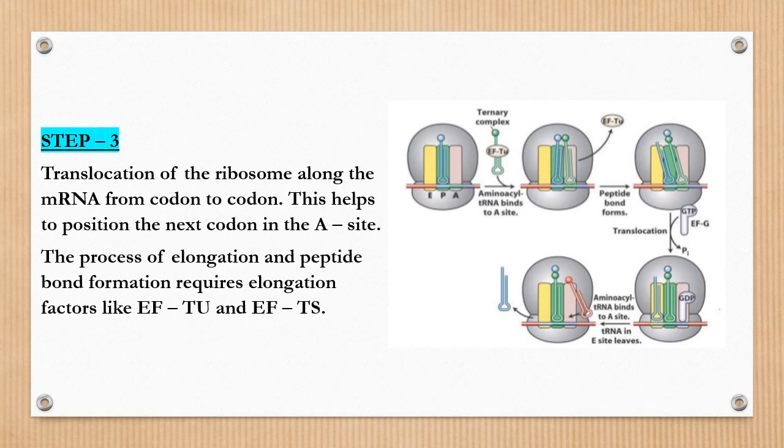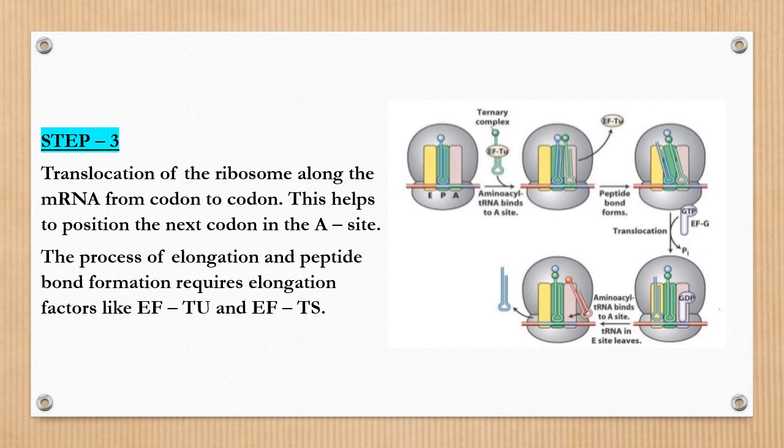Step 3, translocation of ribosome along the mRNA from codon to codon. This helps to position the next codon in the A site. So now translocation. Once the peptide bond is formed between two amino acids, the ribosome will move along the mRNA.